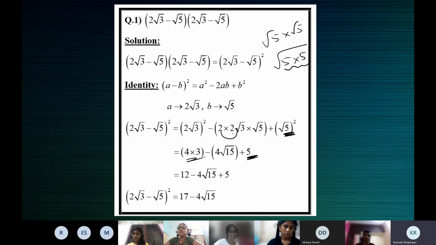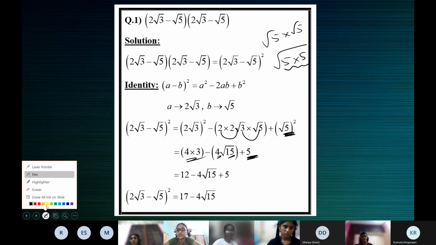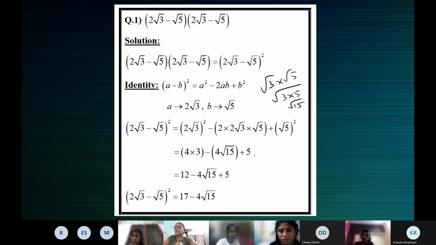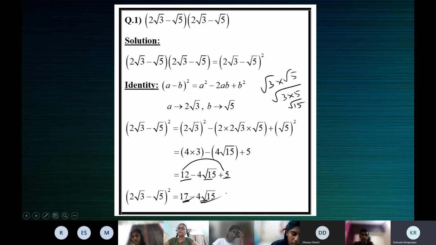Then 2 2's are 4. Root 3 into root 5 is root 15. Same thing. Root 3 into root 5 is root of 3 into 5, which is root 15. So it's 12 minus 4 root 15 plus 5. 12 plus 5 is 17. 17 minus 4 root 15, sorry, 4 root 15.